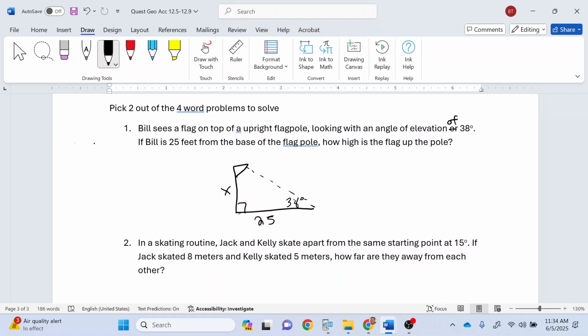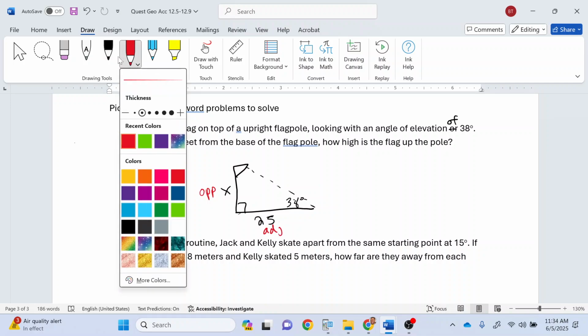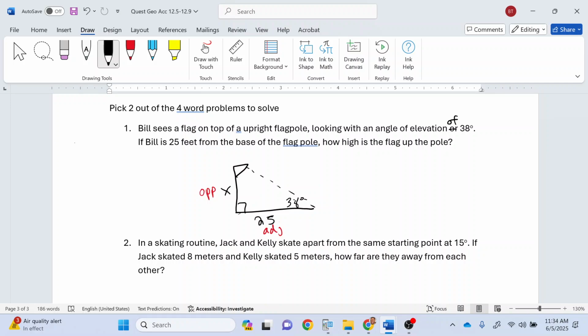Lucky for me, this flagpole is upright, so it's a right triangle. Because it's a right triangle, I can use SOHCAHTOA. No need for law of sines or law of cosines. So in this case, from 38, this is the opposite. God bless you. And this is the adjacent. So since it's opposite over adjacent, that's TOA, tan. So tan of 38 degrees equals opposite x over adjacent 25.